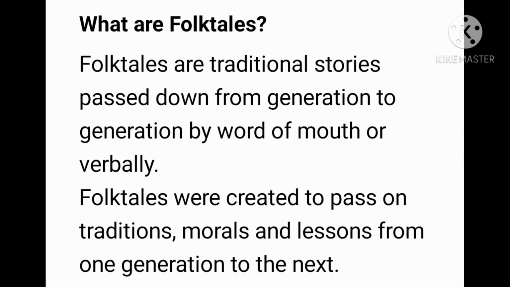Folktales are timeless and placeless. You will find them everywhere in the world. They were made to teach us morals and lessons of life. So, you can find different versions of the same story all around the world.